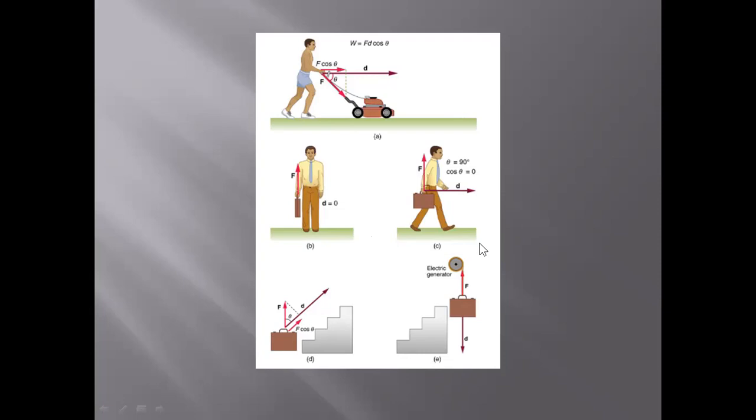Now, how about this one? We have, say for example, a man carrying a suitcase in an elevator. So we have this electric generator, which pertains to the elevator. So the force is upwards and the displacement is downwards. So this angle is actually 270 degrees. Getting now the cosine of 270 degrees gives us 0. So the work here, since this is 0, but the displacement would be in terms of height, so there is still an amount for the work.